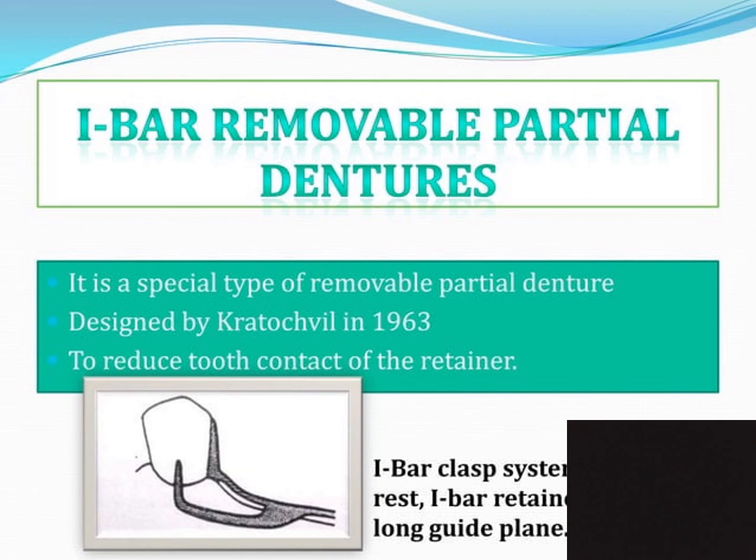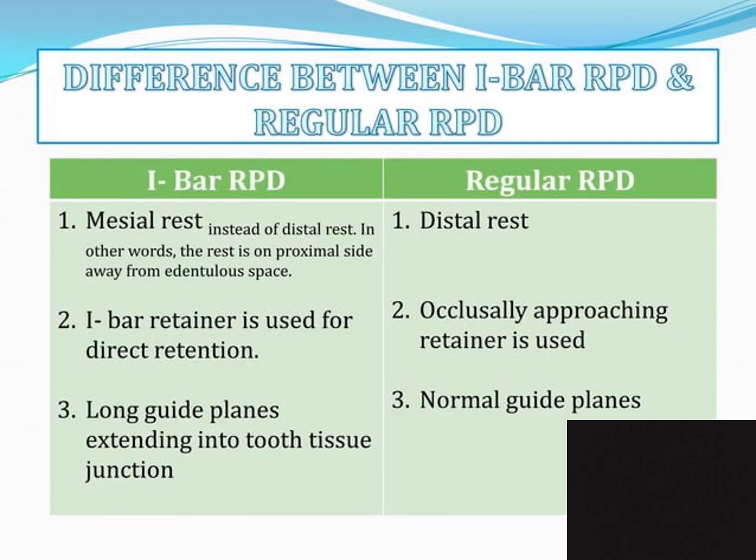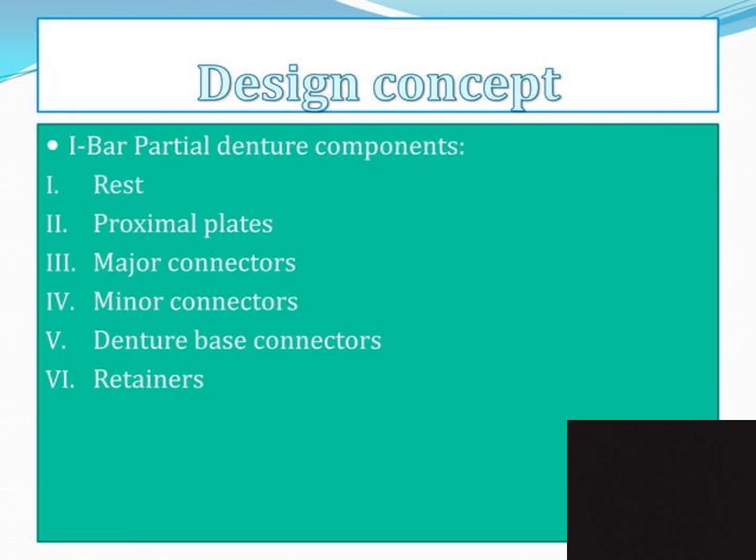Basically, the I-bar removable partial denture is a special type of removable partial denture designed by Kratochvil in 1963 to reduce tooth contact of the retainer. The difference between the I-bar RPD and the regular RPD is that the I-bar RPD has a mesial rest, whereas the regular one has a distal rest. In the I-bar, the gingivally approaching retainer is used for direct retention, whereas in the regular RPD an occlusally approaching retainer is used. Long guide planes are used in the I-bar, whereas only normal guide planes are used in the regular RPD.